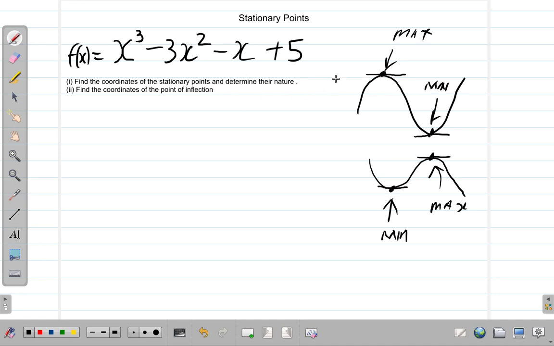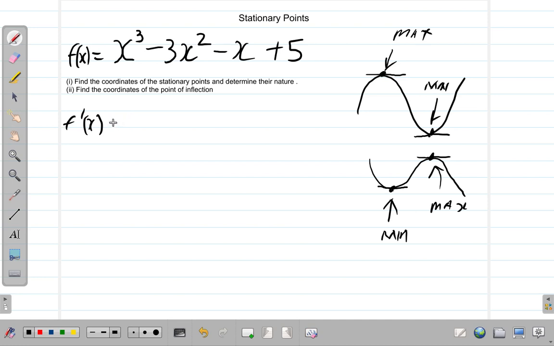Now, what we're going to have to do is to differentiate to find the gradient function. Equate it to 0 in order to find the location where the gradient is 0. And then we're going to use the second derivative method to determine whether it's minimum or maximum. So let's go. We're going to find f prime of x.